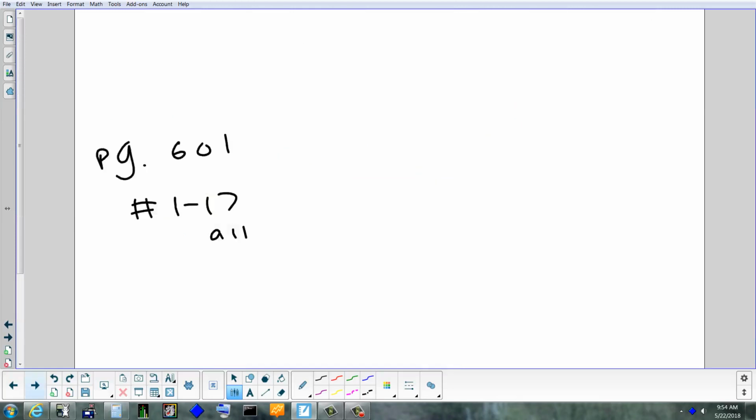All right, so the homework tonight is on page 601. And let's see, you can skip 11 and 12 here. It's probably easier to just write it that way. So 1 through 17 all, but skip 11 and 12.